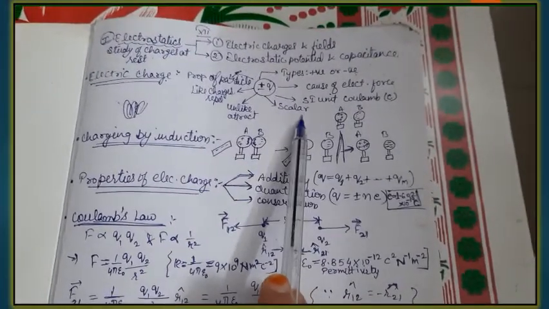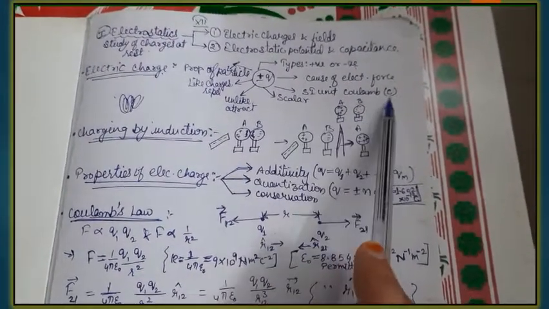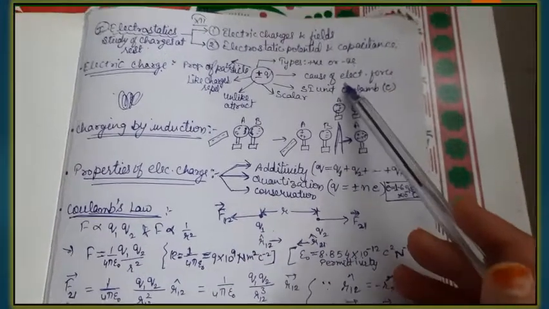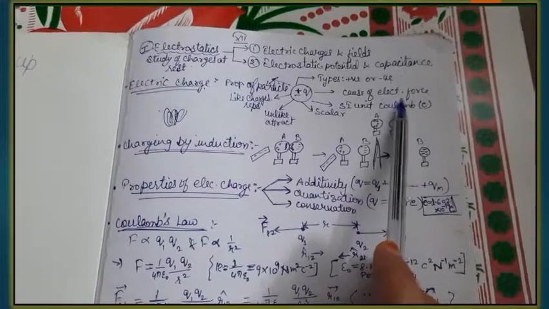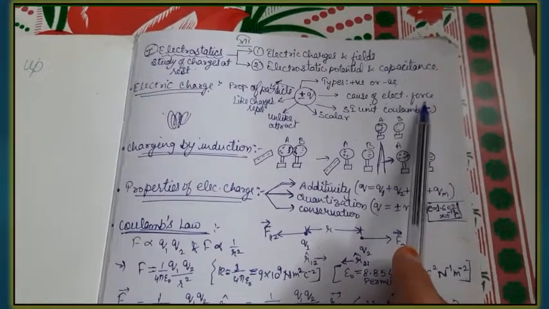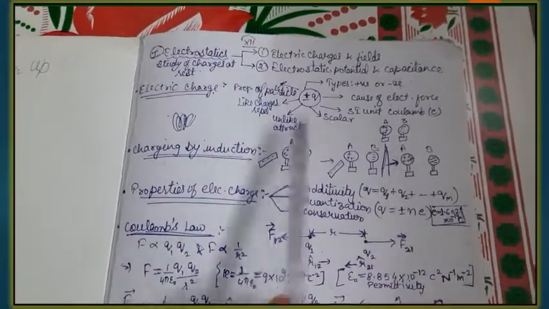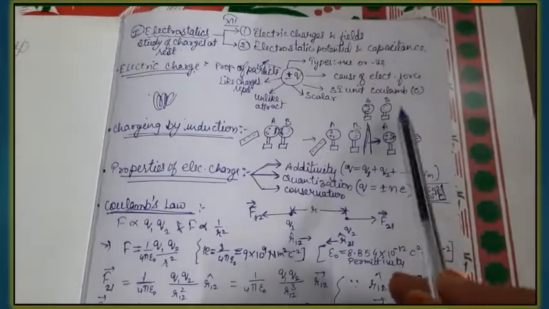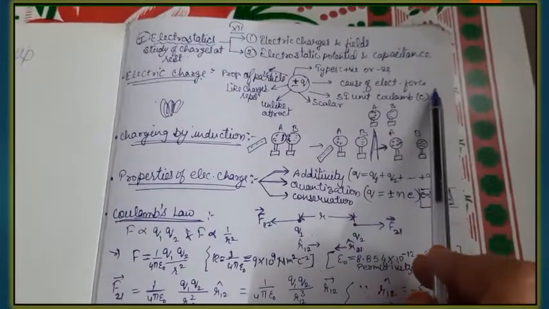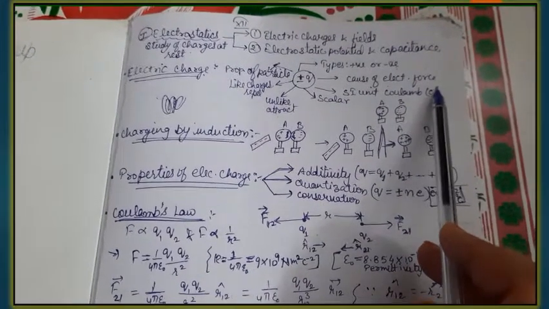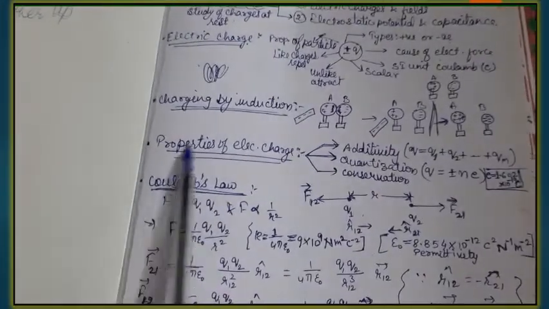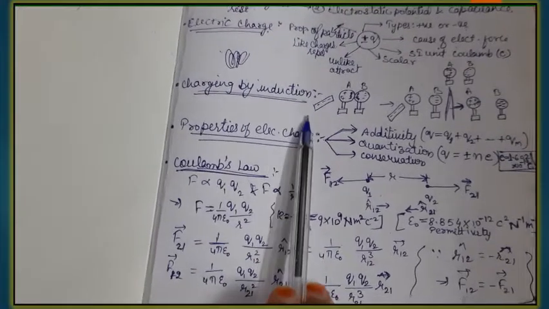Also, charge is a scalar quantity and its SI unit is coulomb. Charge is the reason or the cause of electric force. It gives rise to an electric force. So that means whenever there's a charge, there's always an electric force associated with it, or it is also known as an electrostatic force.